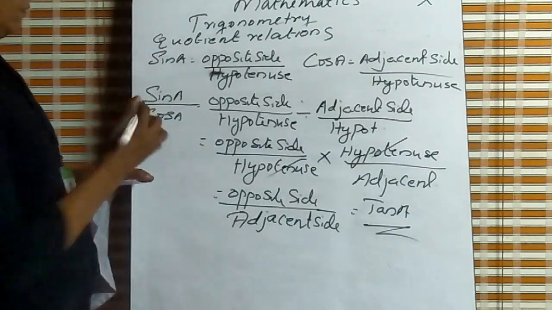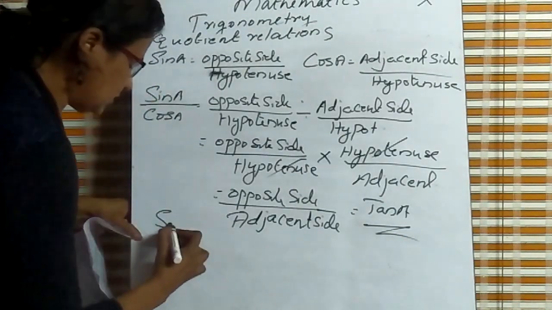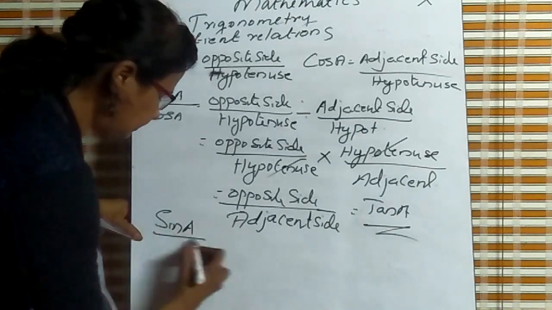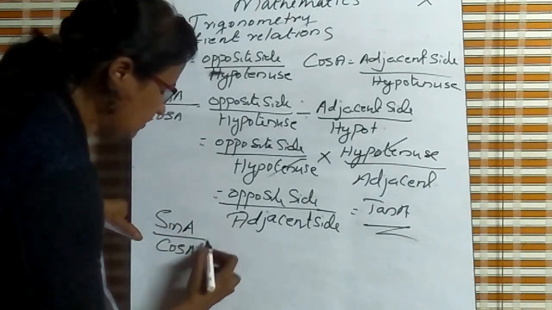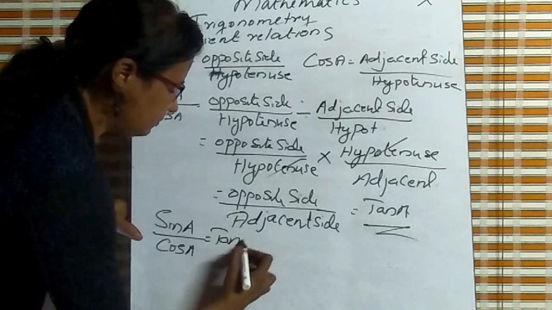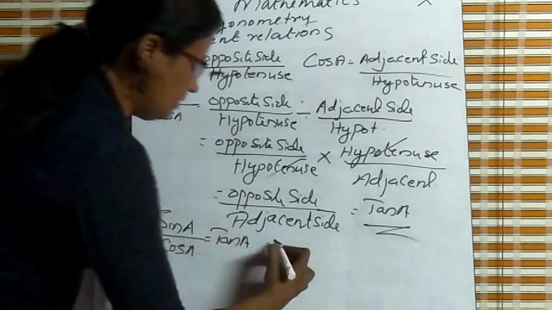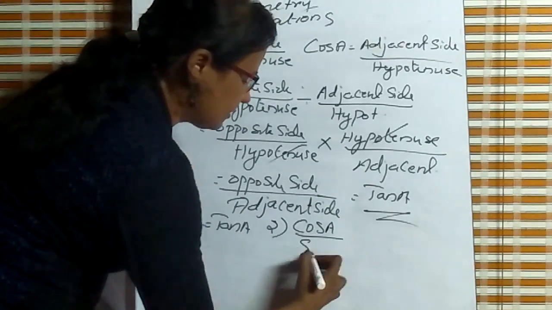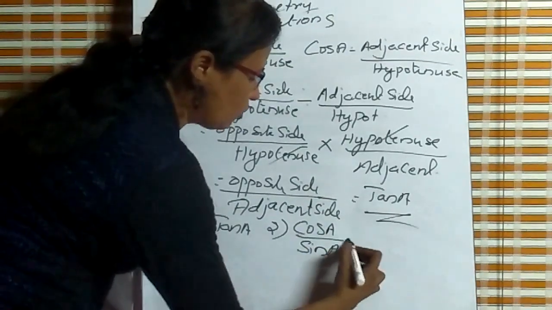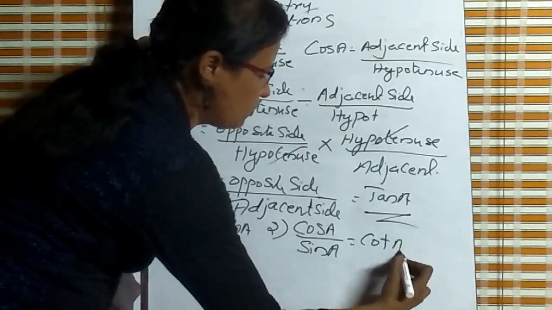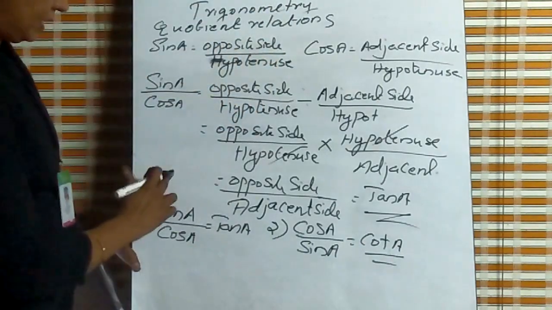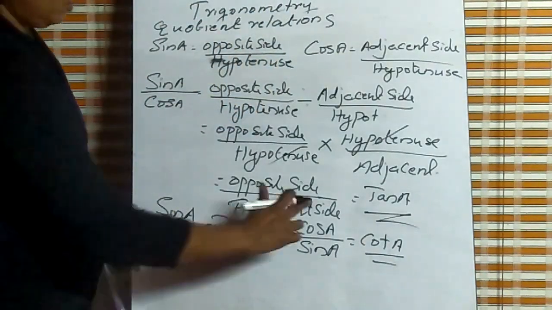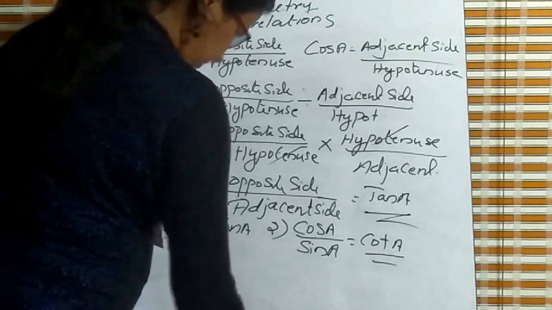So, quotient relation 1: sin A by cos A is equal to tan A. Second quotient relation, cos A by sin A is equal to cot A, the reciprocal of tan A. Sin A by cos A, tan A. Cos A by sin A, cot A.